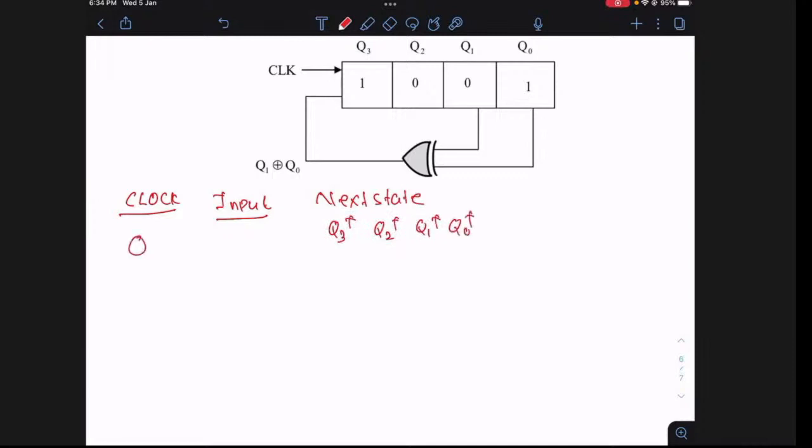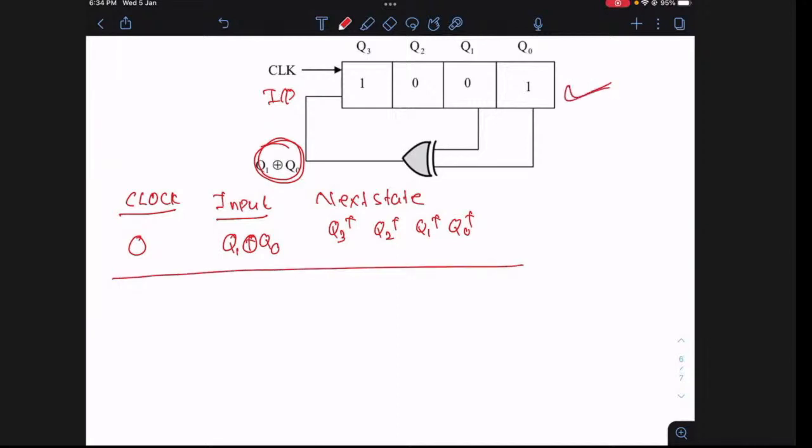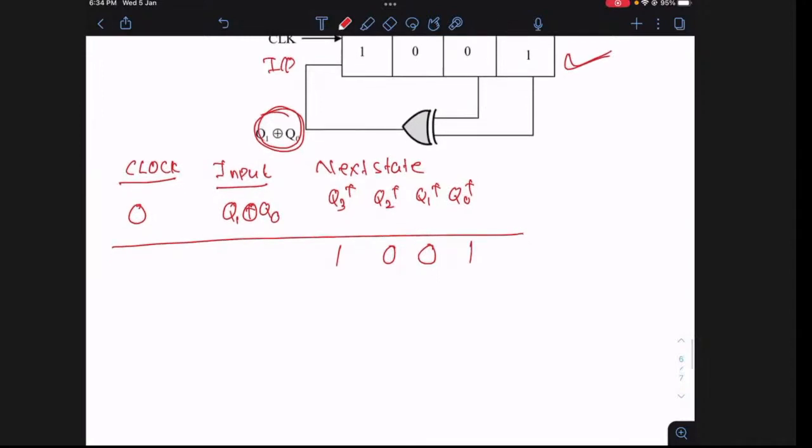So clock number 0, and the input is Q1 XOR with Q0. I mean, this is the input. The initial state in this one is given as 1001. Guys, please answer this. It should not take much more than 1 minute. So the initial state is 1001. We haven't applied any clock, so clock is 0. Yes, somebody responded with 8 and your answer is 8. It is correct.